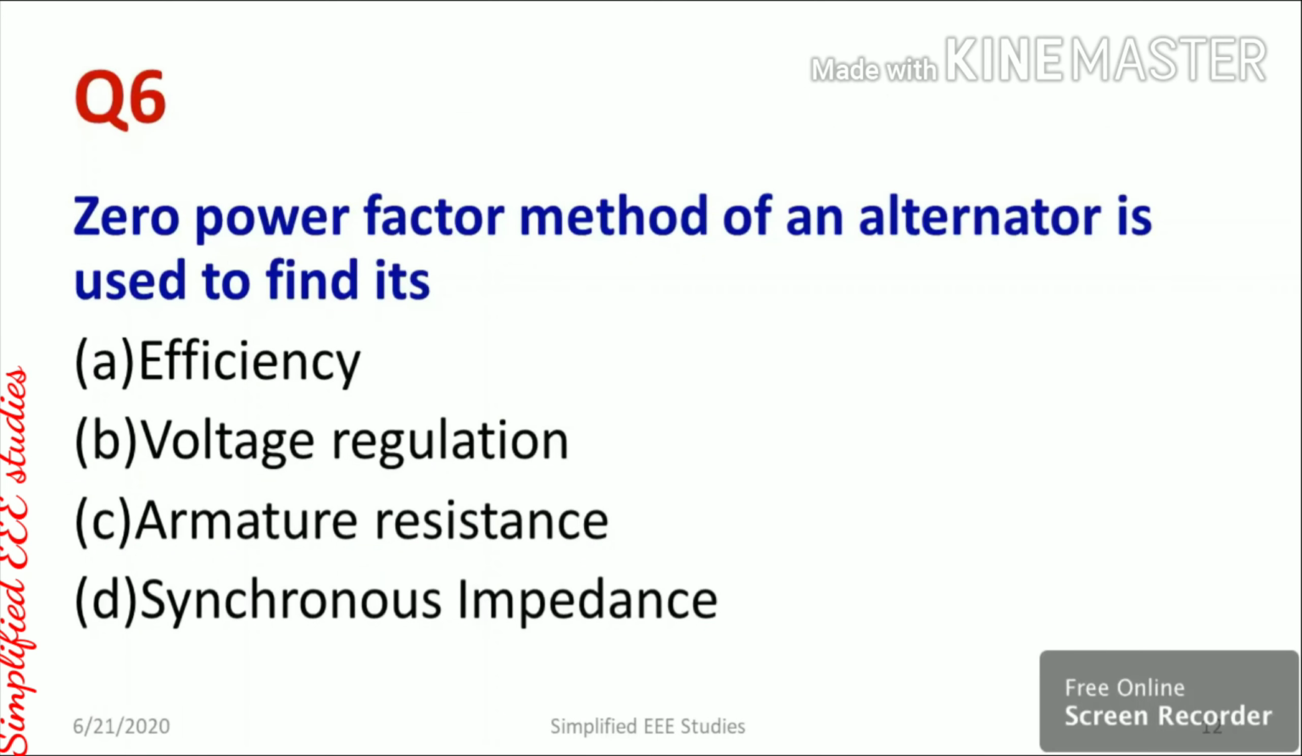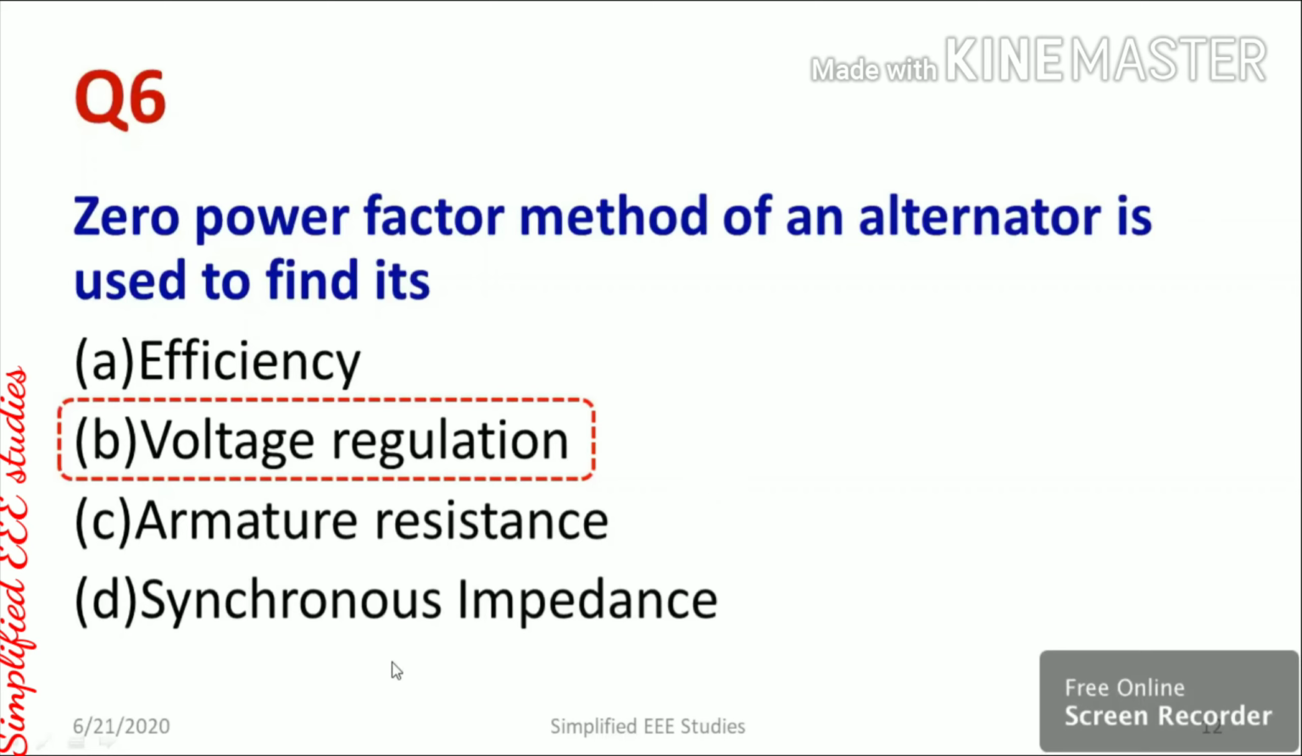Moving on to question number 6. Zero power factor method of an alternator is used to find its efficiency, voltage regulation, armature resistance, synchronous impedance. Among these options, voltage regulation, option D, is the right answer. Zero power factor method is one of the popular methods for measuring voltage regulation for the alternator. It is an indirect method.